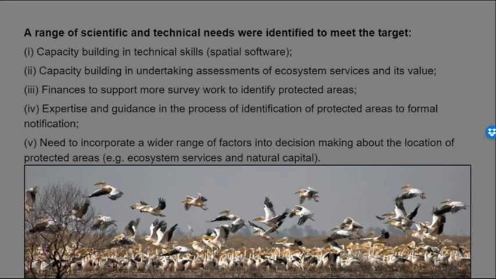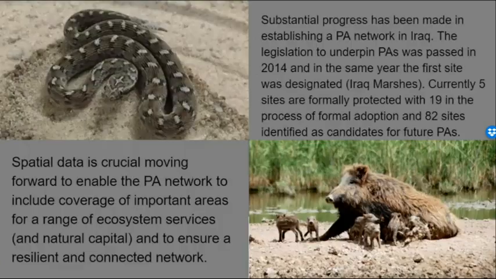And generally, the final point is needing to incorporate a wide range of factors into decision making. So thinking about natural capital and ecosystem services, such as water quality and air quality. Some systems are in place for measuring water quality through several hundred water quality stations on the major rivers in Iraq, and also air quality, but building those into spatial planning to think about how best to manage the environment. Next slide, please.